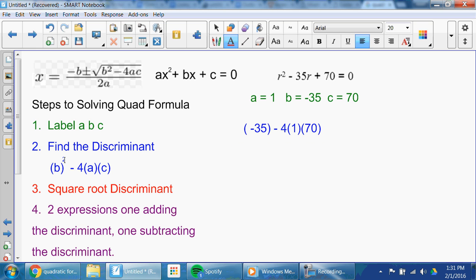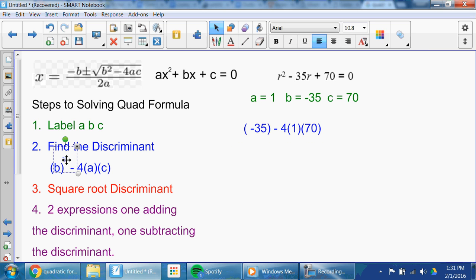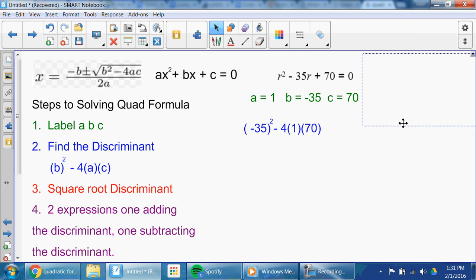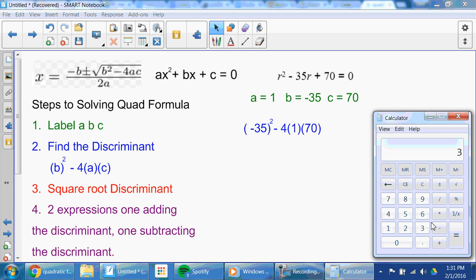Okay, and I need to add my 2 in there for my squared value. So let me copy and paste that and drag it over. There's my squared value. Okay, so I need to plug that into my calculator. In order to do that, I'm going to go 35, a negative 35, and I'm going to square it. So on here I do negative 35 times negative 35. That gets me 1225 for the first part.